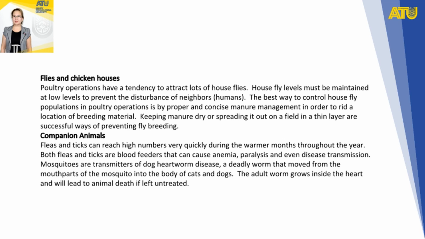Companion animals, fleas and ticks, can reach high numbers very quickly during the warmer months throughout the year. Both fleas and ticks are blood feeders that can cause anemia, paralysis and even disease transmission. Mosquitoes are transmitters of dog heartworm disease, a deadly worm that moves from the mouthparts of the mosquito into the body of cats and dogs. The adult worm grows inside the heart and will lead to animal death if left untreated.